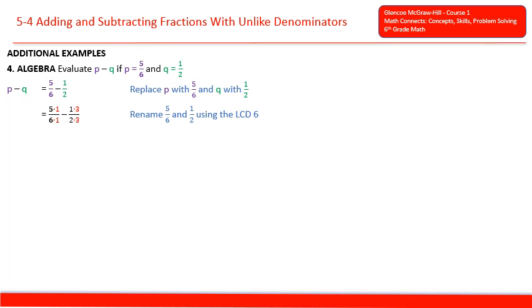5/6 is all set, so we can use the identity property and multiply that times 1. We do need to multiply the denominator 2 times 3 to get 6, so we'll multiply the numerator times 3 as well. And we get 5/6 minus 3/6. 5 minus 3 is 2, and we'll keep 6 in the denominator. So 2/6 can be simplified because 2 goes into 2 and 2 goes into 6. If we divide each by 2, we get 1/3.